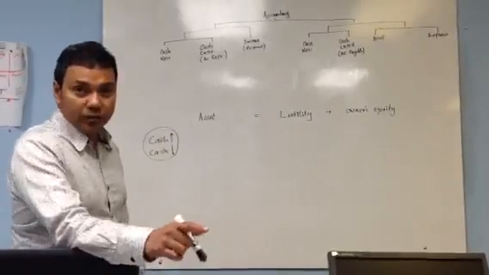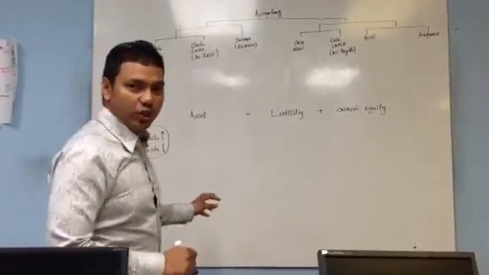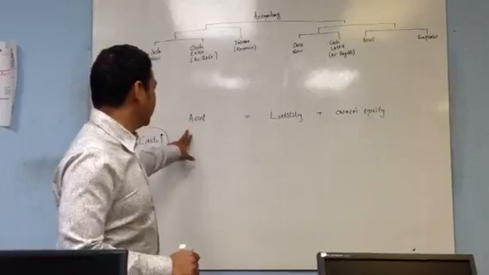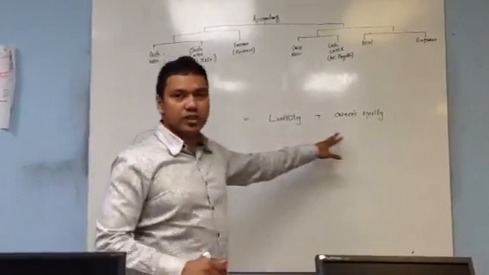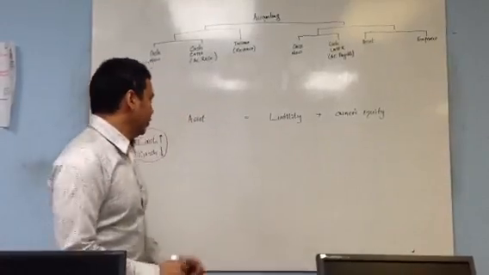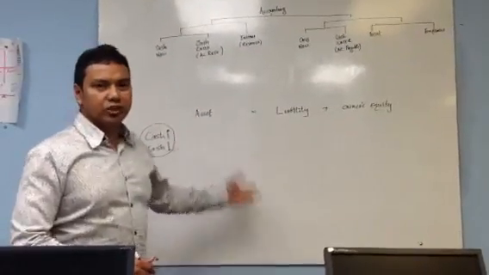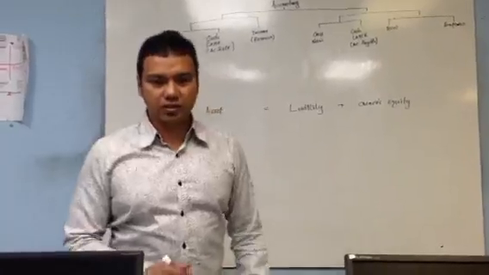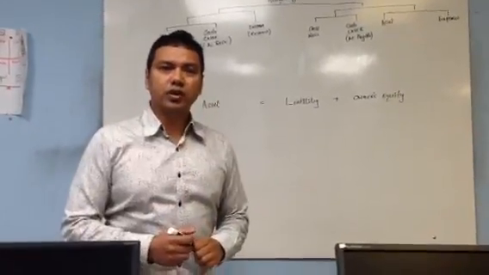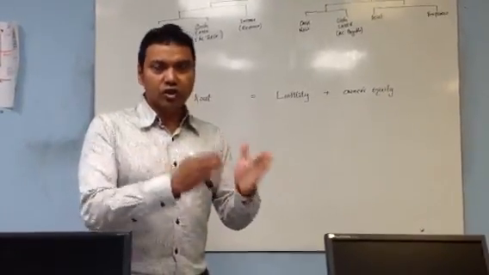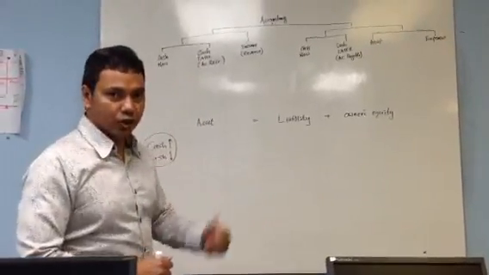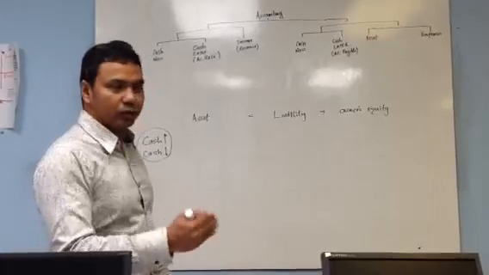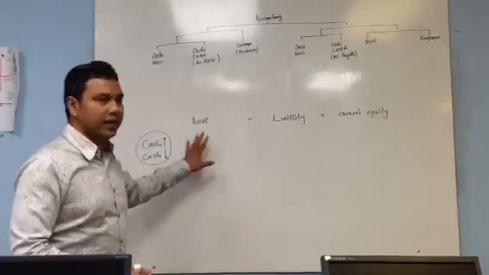Today we are going to learn about a very important equation in accounting, and that is asset equals liability plus owner's equity. Now, of course, there are many definitions of assets which you might see in the textbook. Any resources which belong to the company and which have a future economic value is what we call an asset.